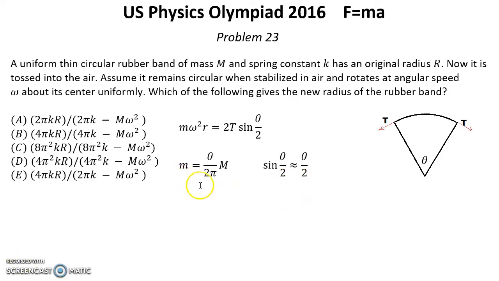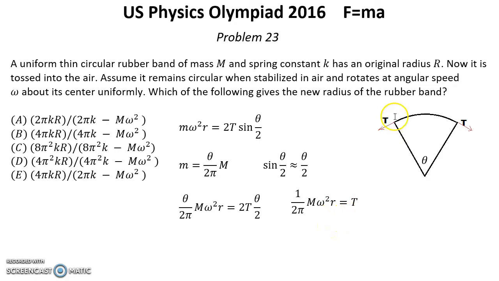Small mass equals theta over 2 pi multiplied by the total mass of this rubber band. And sine theta over 2, for small theta, is approximately equal to theta over 2. We can insert these expressions into our equation and have this equation. So now we can cancel theta and finally find the tension. Tension equals 1 over 2 pi, big M omega squared r.